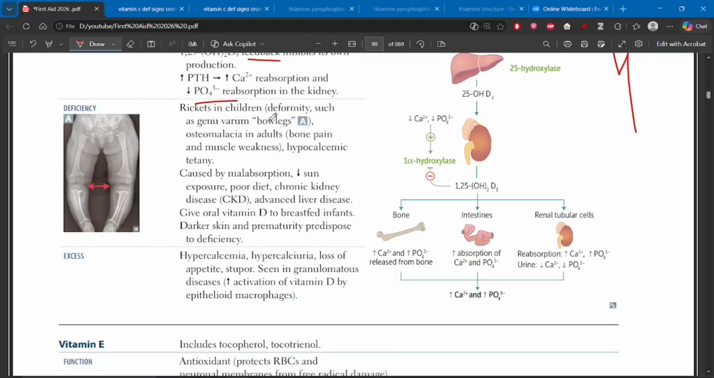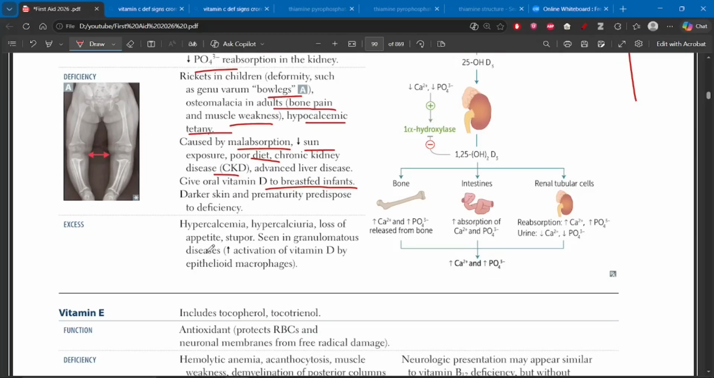Deficiency can lead to rickets in children, which leads to deformity such as bow legs, and it can lead to osteomalacia in adults, characterized by bone pain, muscle weakness, and hypocalcemic tetany. It can be caused by malabsorption, decreased sun exposure, poor diet, chronic kidney disease, and advanced liver disease. You have to give oral vitamin D to breastfed infants because breast milk is deficient in vitamin D. Darker skin and prematurity predispose to the deficiency. So this is very important. If the baby is premature, the baby requires iron and vitamin D foremost.